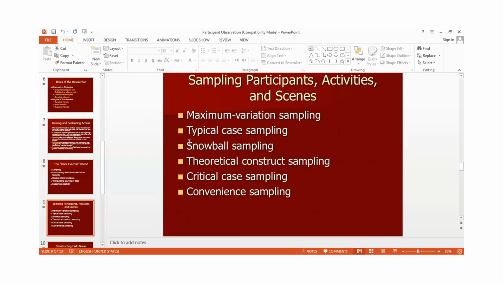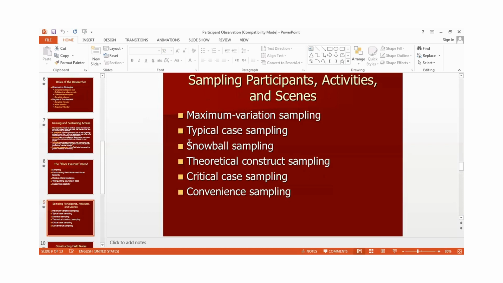Sampling participant activities and scenes: maximum variation sampling, typical case sampling, snowball sampling, theoretical construct sampling, critical case sampling, convenience sampling. There are six types of sampling as a participant observer: maximum variation sampling, typical case sampling, snowball sampling.